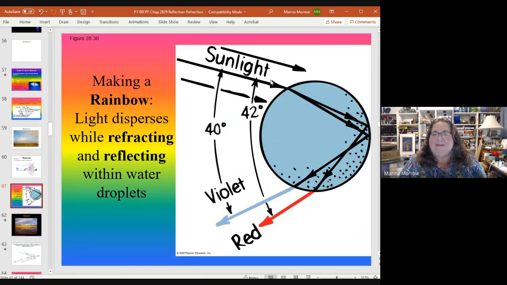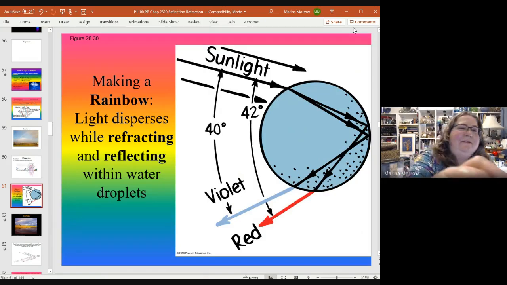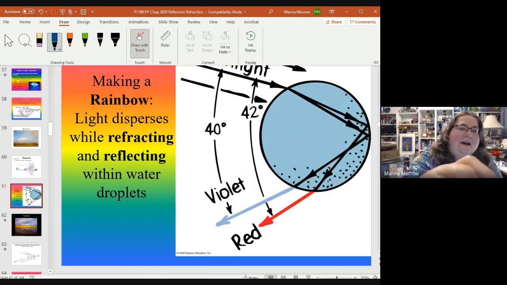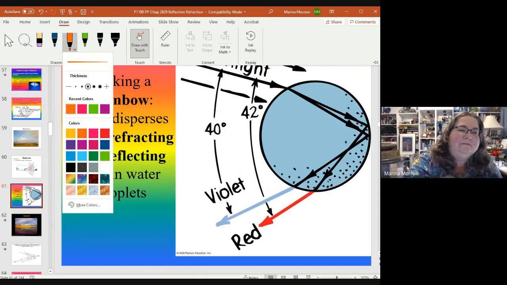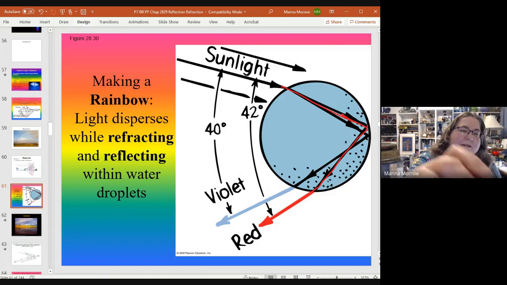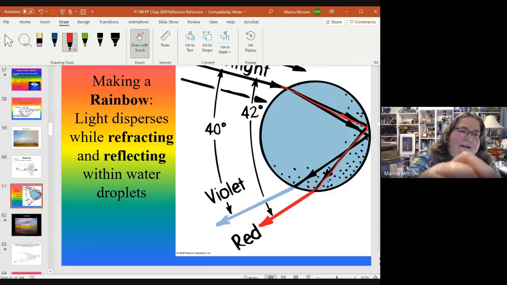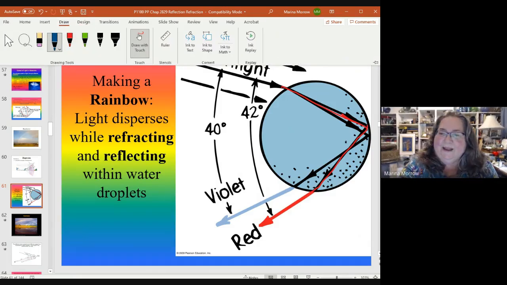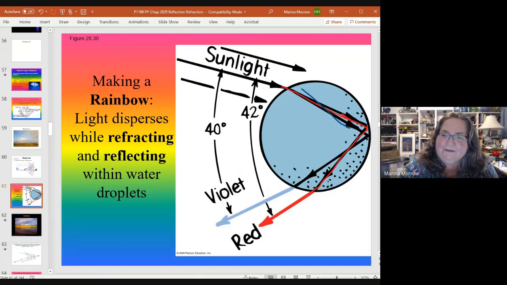So sunlight comes in, and let's follow the path here of the violet versus the red. You can see the red comes in, starts to break off from the violet and the other colors, and makes this path. And then the blue or the violet splits into another path. Goes like this. Bad drawing, but that's the idea.